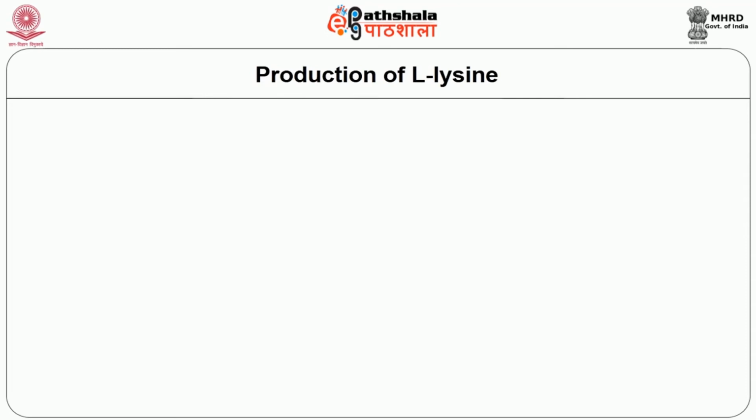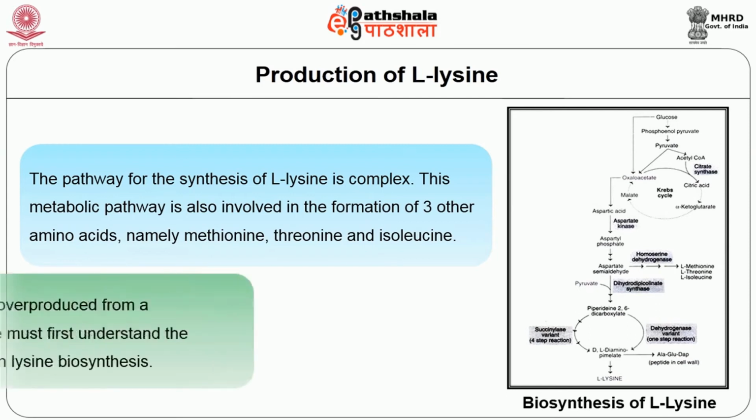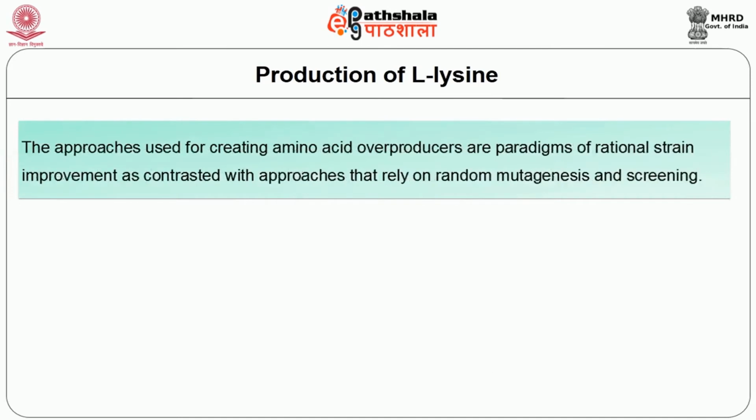Next comes the production of L-lysine. The pathway for the synthesis of lysine is complex and is shown in the figure. This metabolic pathway is involved in the formation of three other amino acids, namely methionine, threonine and isoleucine. To understand why lysine is overproduced from a physiological standpoint, one must first understand the regulatory circuits that govern lysine biosynthesis. The approaches or paradigms of rational strain improvement as contrasted with approaches that rely on random mutagenesis and screening.